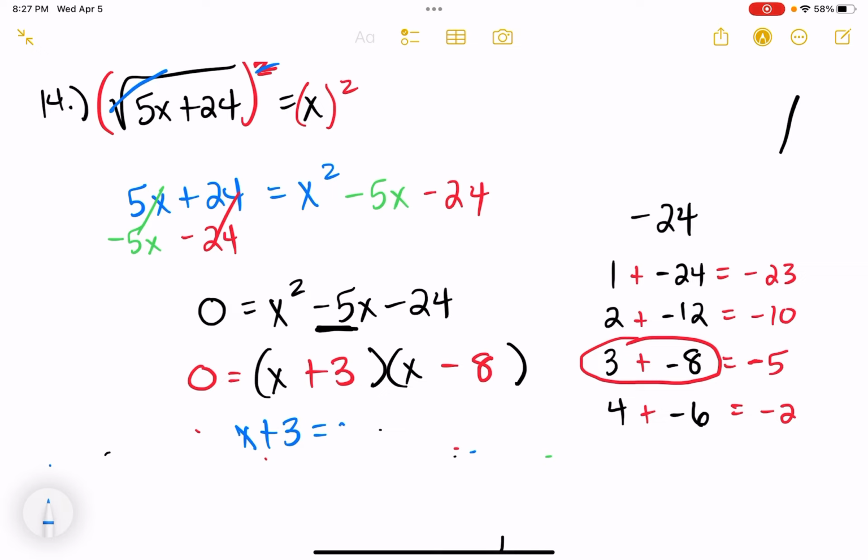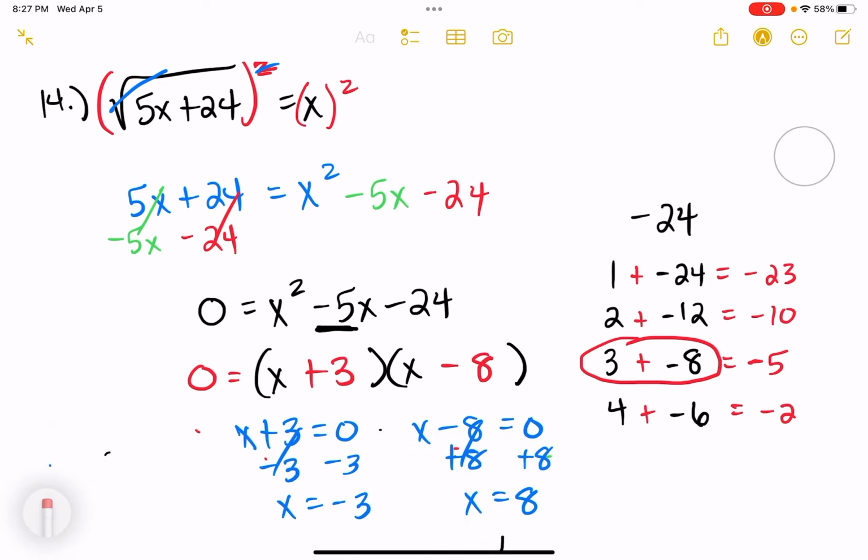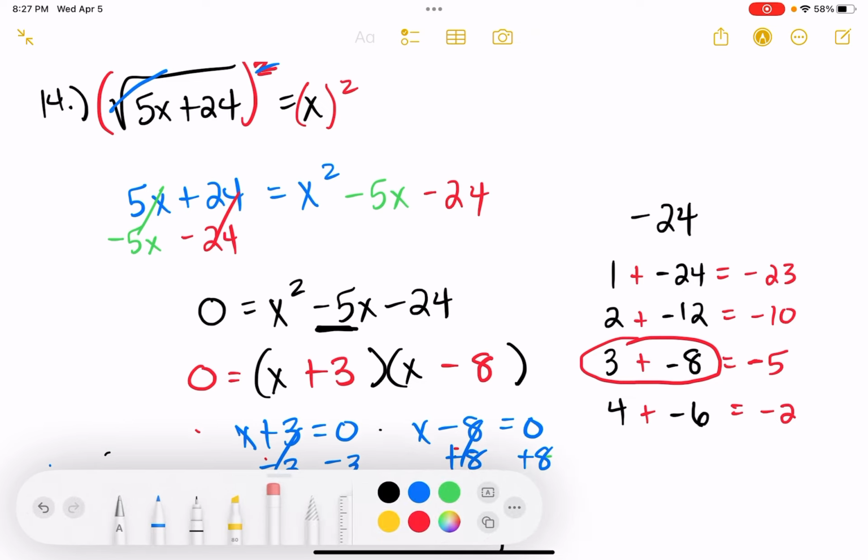X plus 3 equals 0. X minus 8 equals 0. Minus 3. X equals negative 3. Add 8. X equals positive 8. Those are your 2 possible answers. Now, I'm not saying those are your answers, and so if you remember, your instructions said don't forget to check your answers, probably for like extraneous solutions. So here's how we're going to check those.